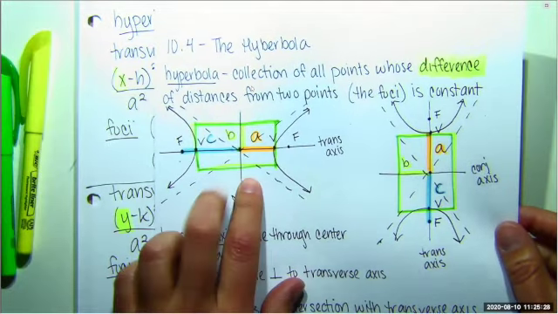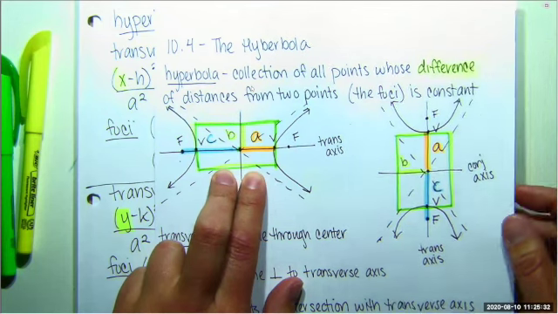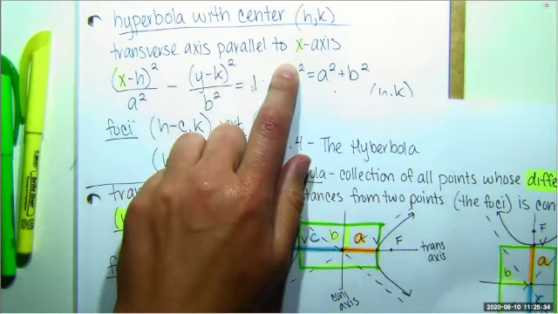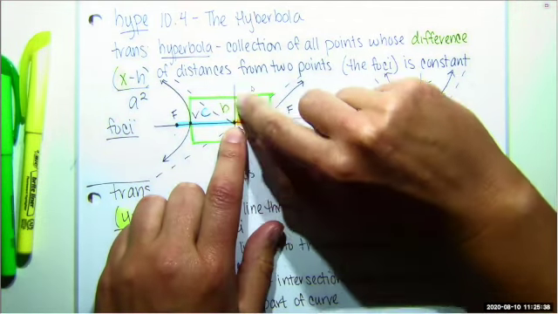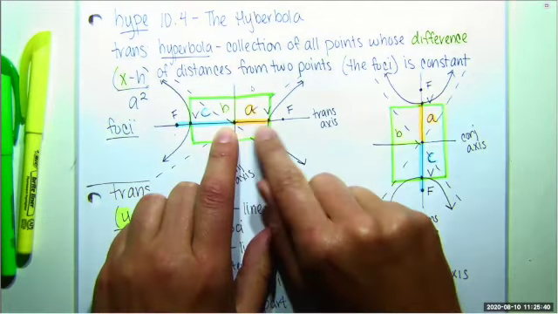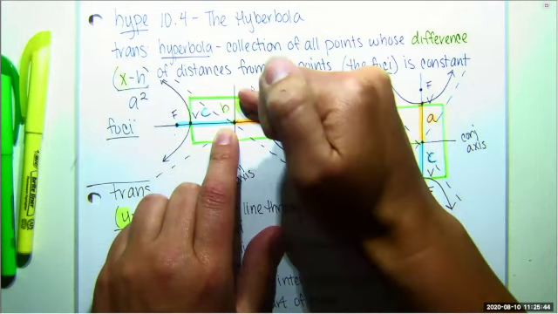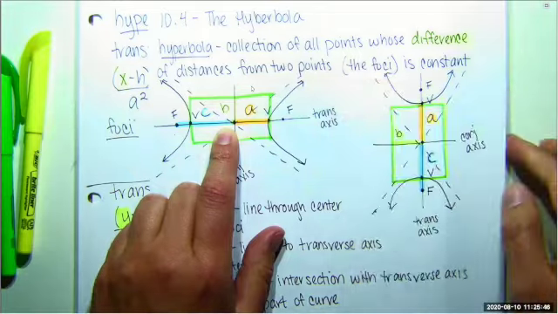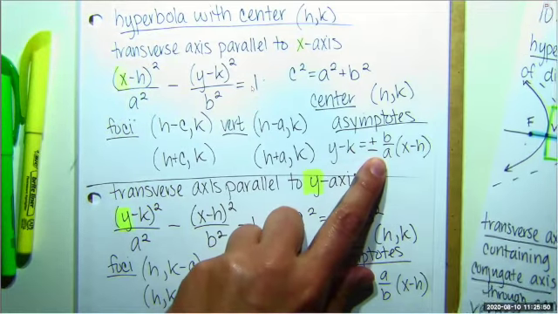If we look at our picture, first up we have the hyperbola that's oriented horizontally, so that would be transverse axis parallel to the x-axis. We can see that our rise over run, the rise here is going to be B, the run is going to be A. And then this asymptote has a rise of negative B over A. So that makes the slope of these asymptotes plus or minus B over A.